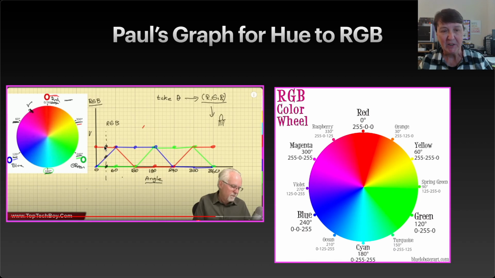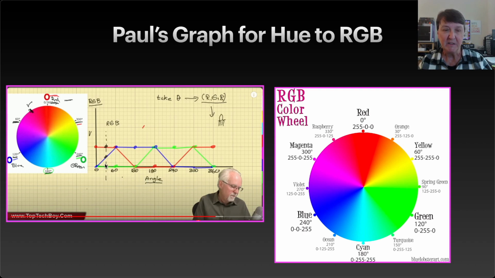But Paul did a great job of showing us how to take these points on the wheel and create a graph where we could see how the red, green, and blue values changed in each section of the 360 degrees. You can see there's always one that is the max, the other color is the min, and then there's one transitioning in each set of 60 degrees. So that's kind of important.